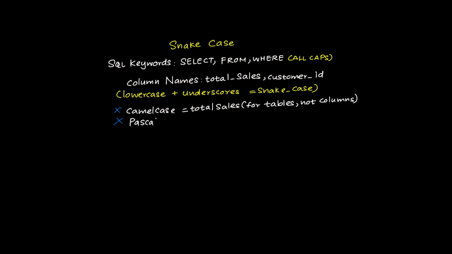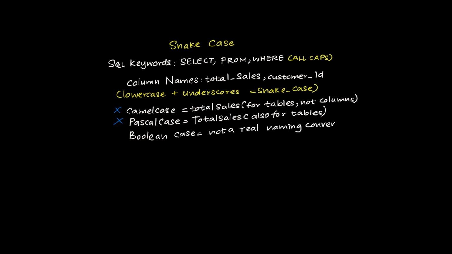Pascal case capitalizes every word including the first, like TotalSales, also used for table names. Boolean case doesn't exist as a naming convention. Boolean is a data type with true or false values. It has nothing to do with how you name things.